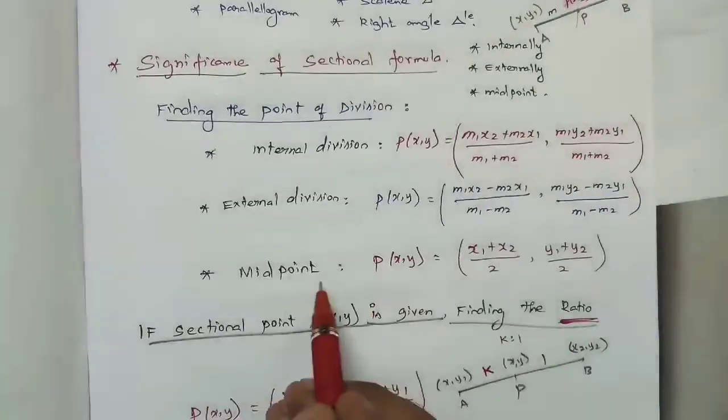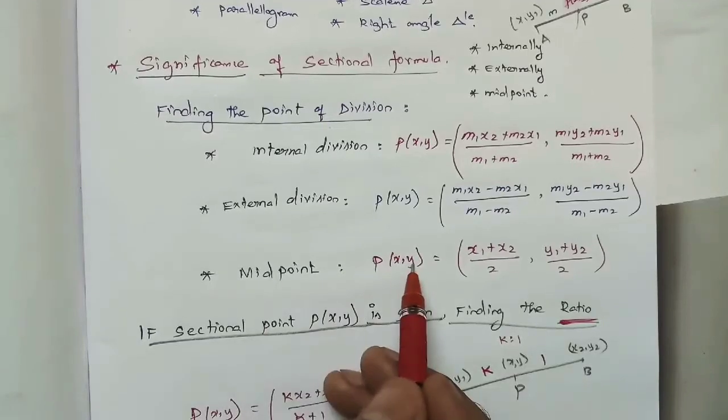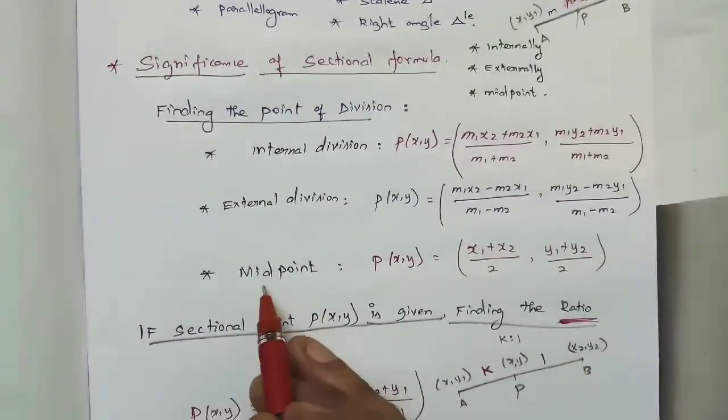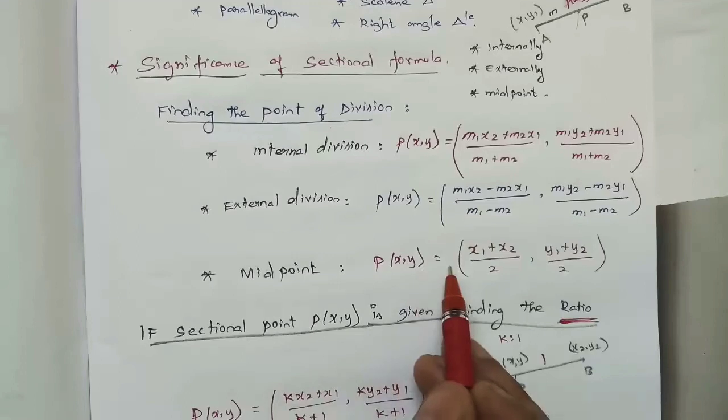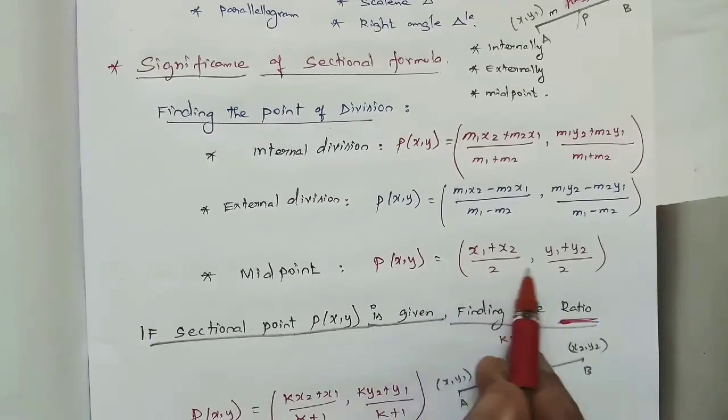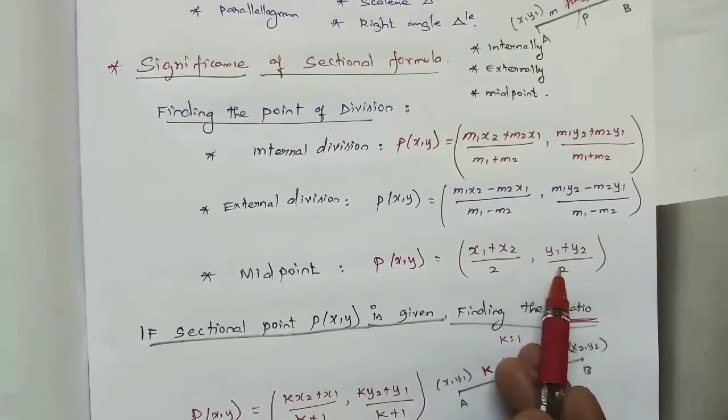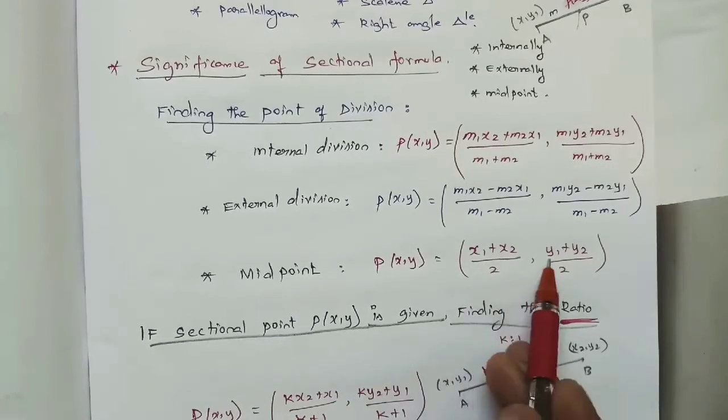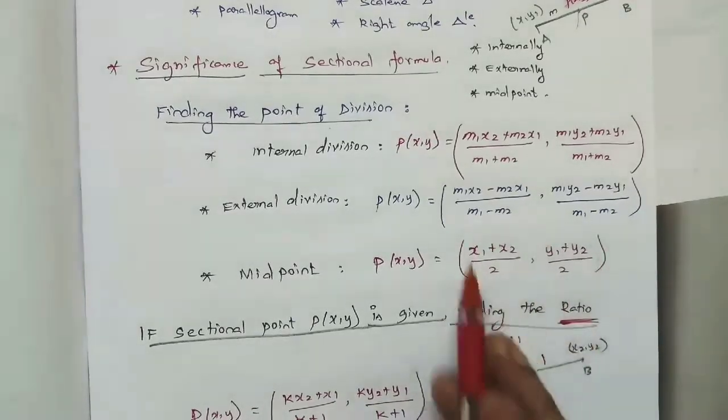Understood? External division formula, that is very important, right? Suppose it is dividing exactly at the midpoint, then we are having another formula, that is nothing but the midpoint formula. P of x comma y is equal to x1 plus x2 divided by 2 comma y1 plus y2 divided by 2. Understood? x1 plus x2 divided by 2 comma y1 plus y2 divided by 2. This is very important, right?